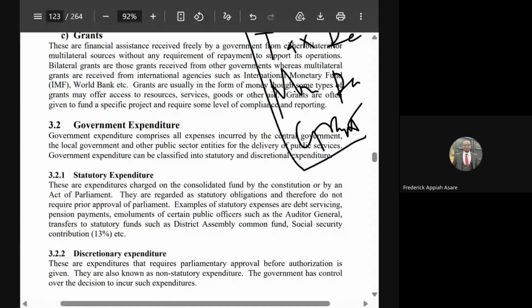Let's look at government expenditure. Government expenditure comprises all expenses incurred by the central government, local government, and other public sector entities for the delivery of public services. Now, government expenditure can be classified into statutory and discretionary expenditure.